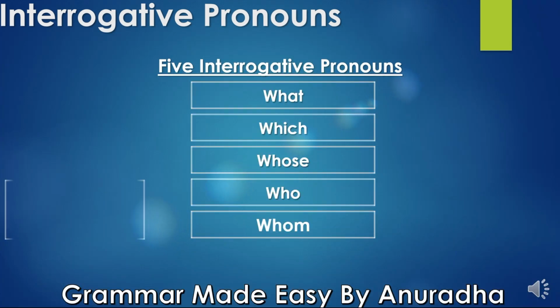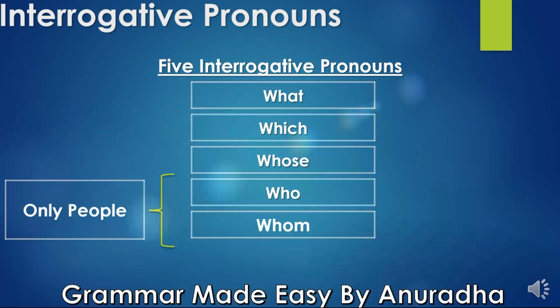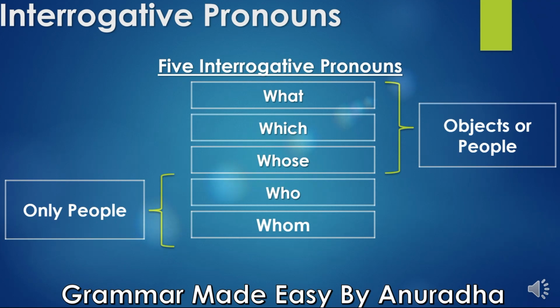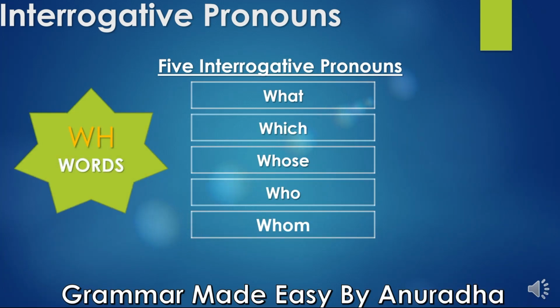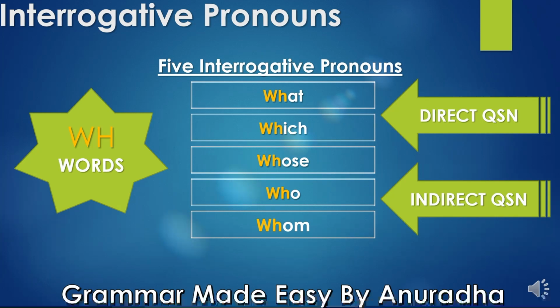Who and whom refer to people. What, which, and whose refer to objects or people. They are sometimes called WH words also because in English most of them start with WH. They may be used in both direct as well as indirect questions.